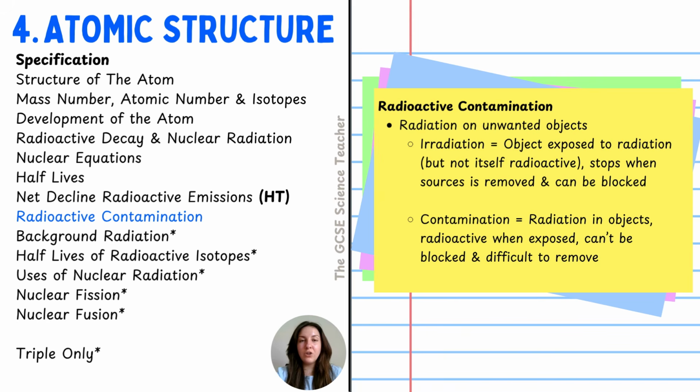Radioactive contamination. Objects can have unwanted radiation either by irradiation or contamination. Irradiation is when an object is exposed to radiation but not itself radioactive. It stops when the sources of radiation are removed and can be blocked. Contamination, on the other hand, is when radiation is within the object and the object becomes radioactive as it's exposed. It can't be blocked and it's difficult to remove.